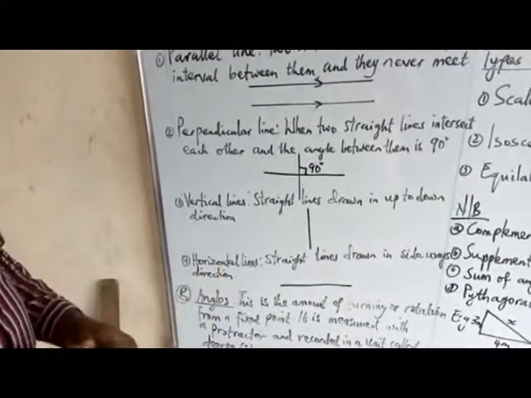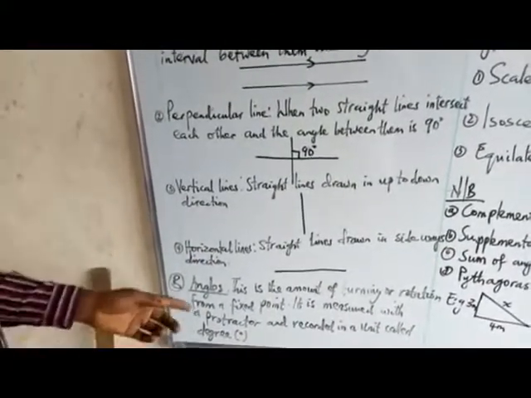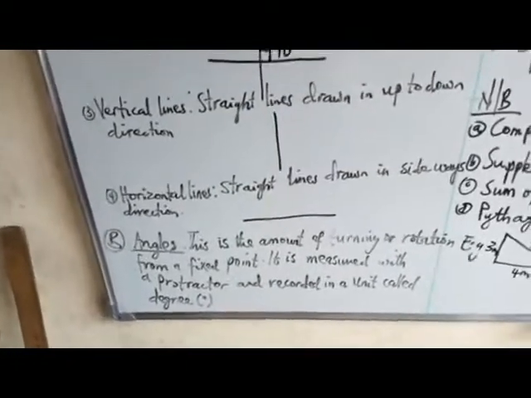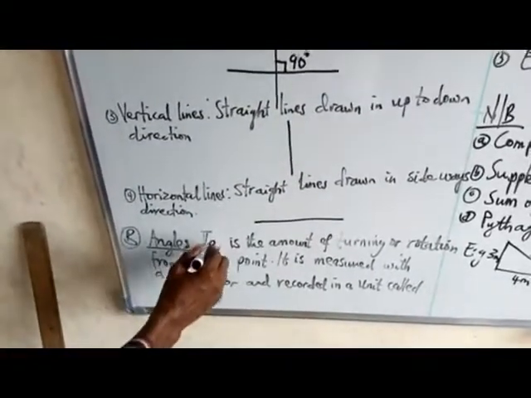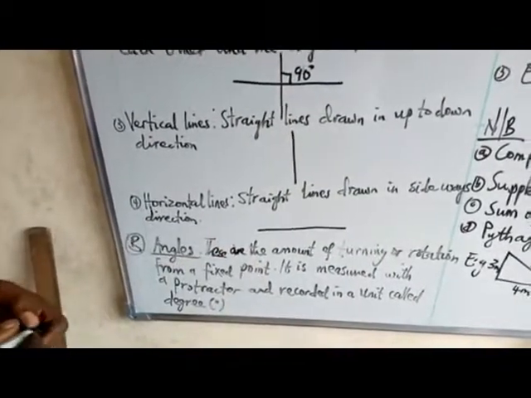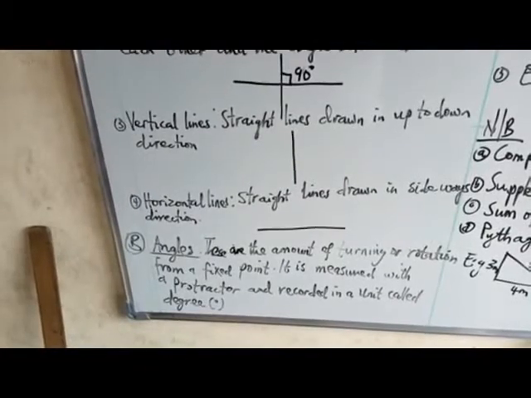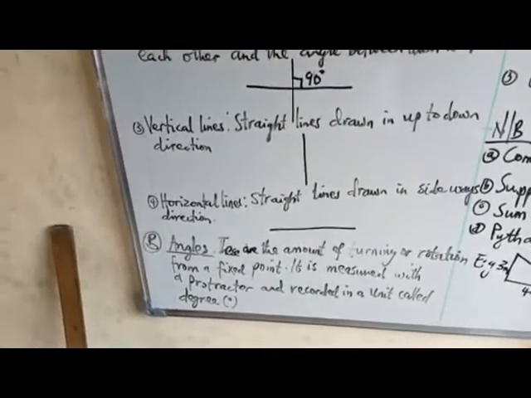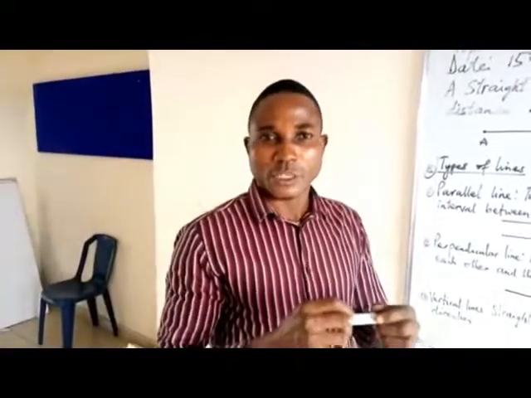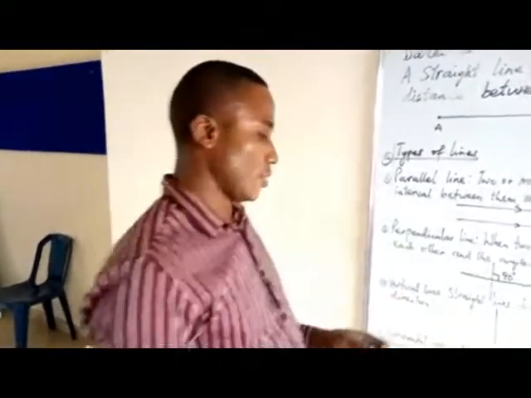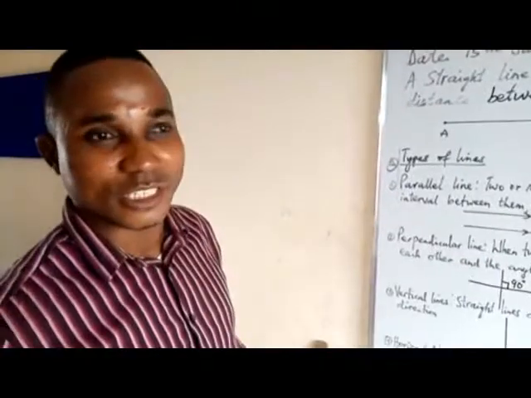The next subheading that we're going to look at is what we call the angles. What are angles? These are the amount of turning or rotation from a fixed point. It is always measured with an instrument called a protractor. In the last slide, I showed you what a protractor is. And we normally use a protractor to measure angles. And angles are measured in the unit called degrees.